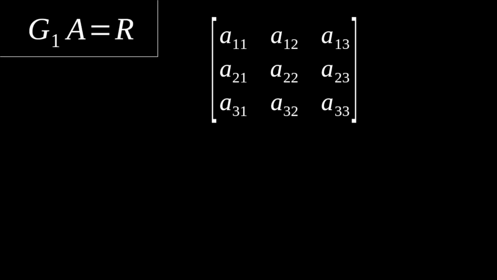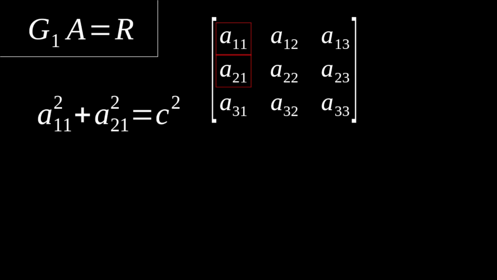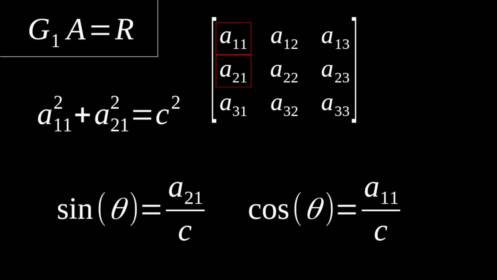So here we have our A matrix, which again, for our first Gn matrix, is just going to be the same as our A matrix. These are the 2 values we're going to be plugging in. We're going to be plugging in our value that's along the diagonal, and then the value below the diagonal that we want to be zeroed out. In this case, it's A21. We're going to compute our hypotenuse using A11 squared plus A21 squared is equal to C squared. And then once we have that, we can use both of these values to compute sine and cosine. Sine is going to be A21 by our hypotenuse, and cosine theta is going to be A11 by our hypotenuse.